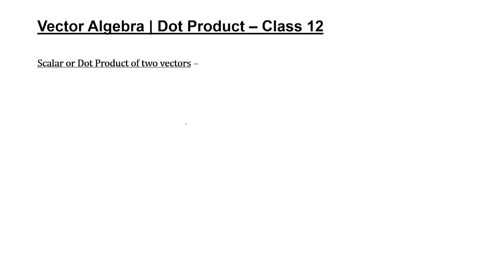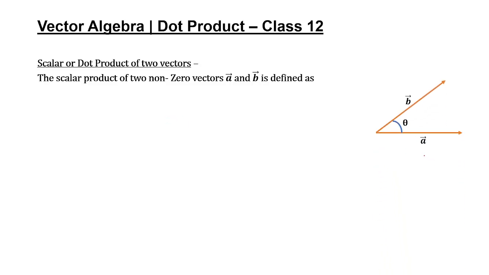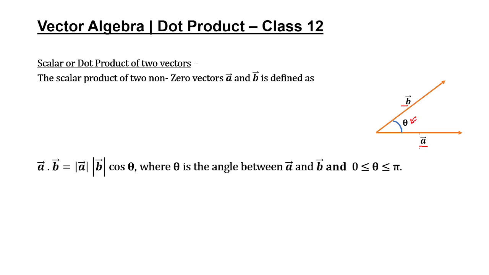Hello students, today I am going to explain the scalar or dot product of two vectors. Let us assume two non-zero vectors a and b are there and the angle between these two vectors is theta. Then the dot product between a and b is defined as modulus of a into modulus of b into cos theta, where the value of theta is between 0 and pi.